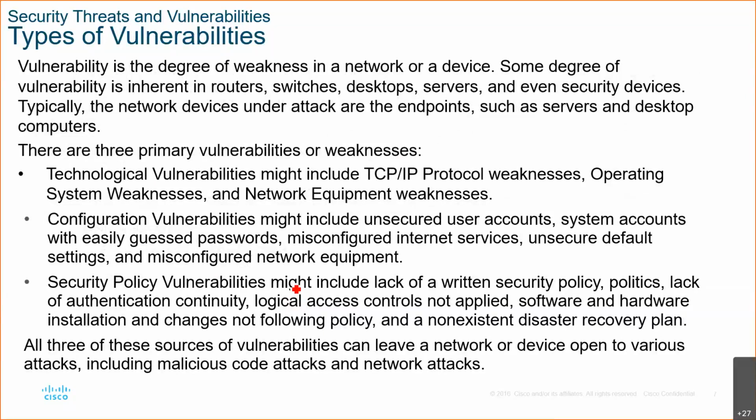So there are three primary vulnerabilities if you look at weaknesses. The first one is technological vulnerabilities: loopholes in TCP/IP, loopholes in the operating system and the network equipment.